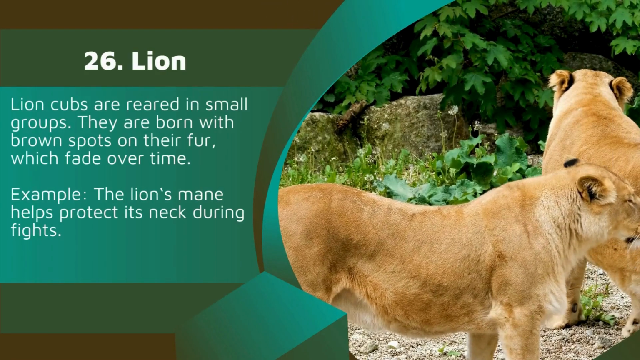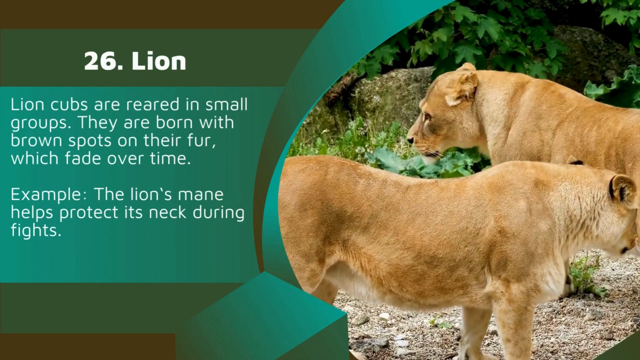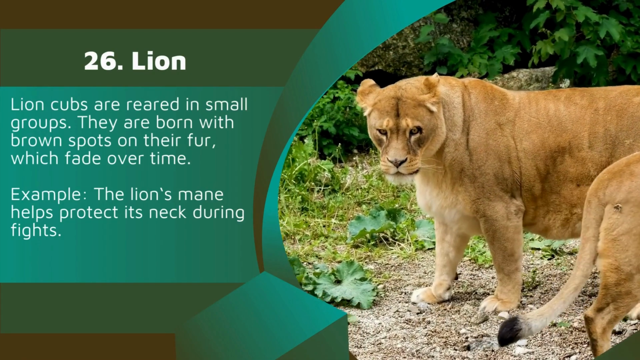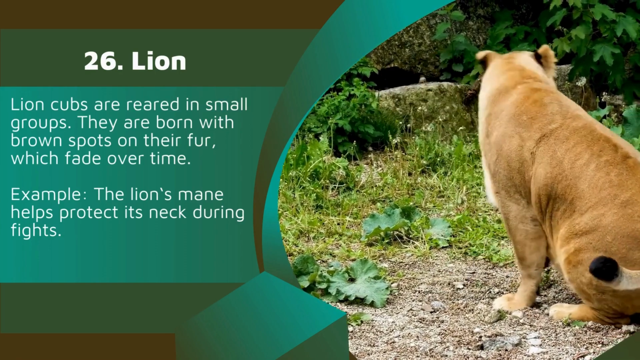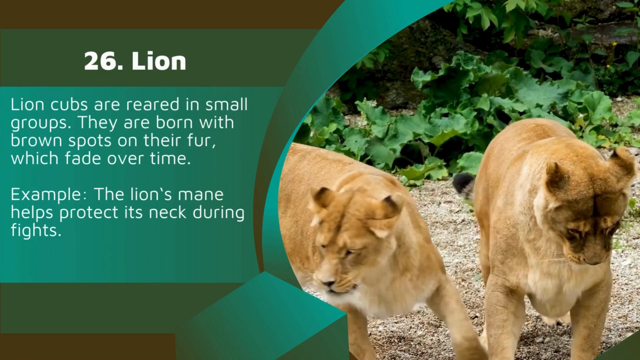26. Lion. Lion cubs are reared in small groups. They are born with brown spots on their fur, which fade over time. Example, the lion's mane helps protect its neck during fights.